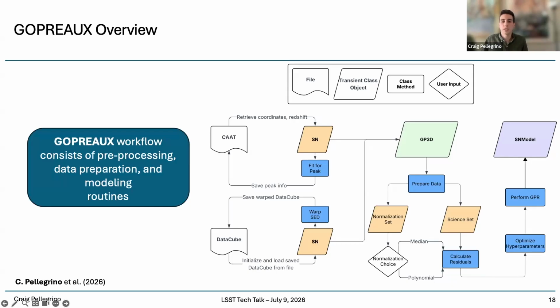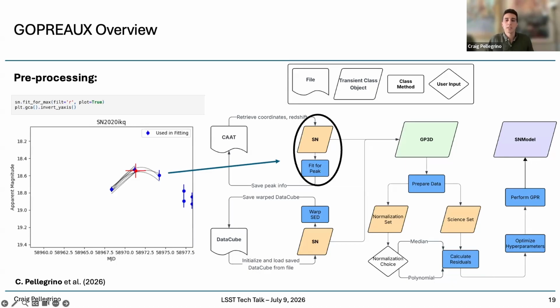Then there's a data preparation step. The data is split into a normalization set and a training set. This is needed to do things like calculate photometric residuals that will be the input for the actual fitting, which I'll get to in a second. And then finally, the modeling step is done on the training data. You first optimize the kernel hyperparameters by fitting each object individually. Then once those hyperparameters are optimized, you can refit each object and obtain this final median template model for the training set's typical SED behavior. So now I'll go through each of these steps in a little bit more detail.